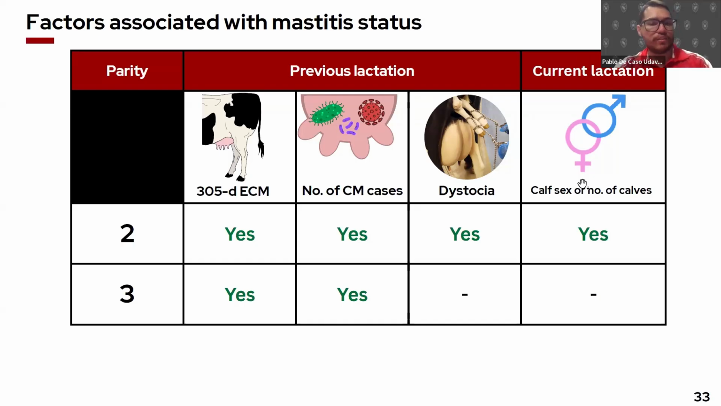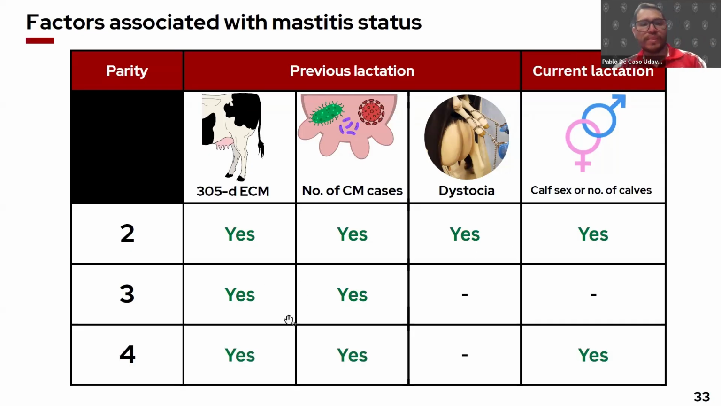Then for third parity, we only had relevance or association with previous lactation factors, which were milk yield and number of clinical mastitis cases. So these are the factors from when these third parity cows were second parity cows. And then for fourth parity, the factors that were associated with the probability that cows remain free of clinical mastitis were also milk yield, clinical mastitis, and from the current lactation, if they had a female, a male, or twins.